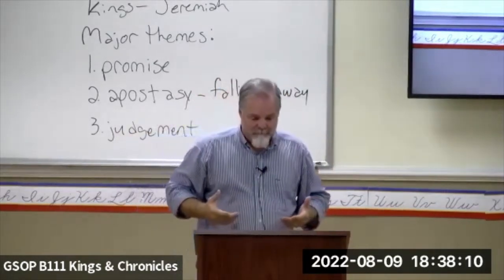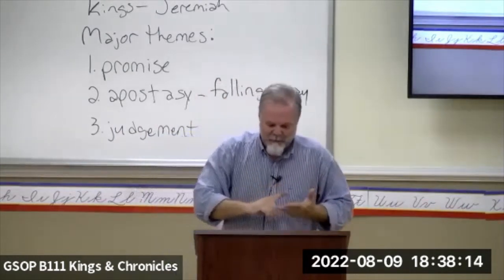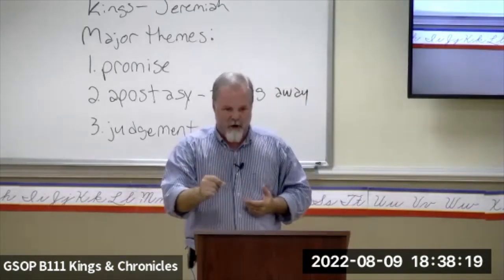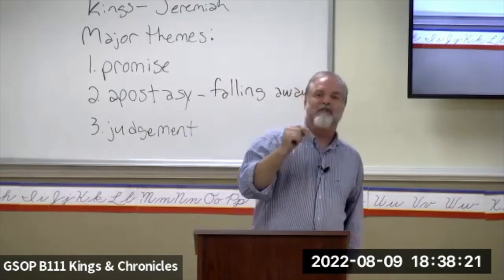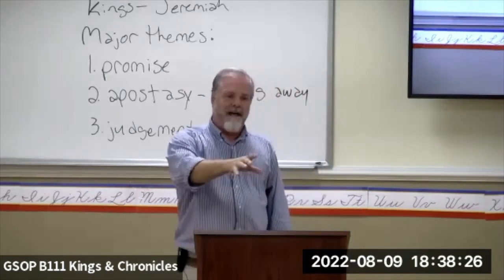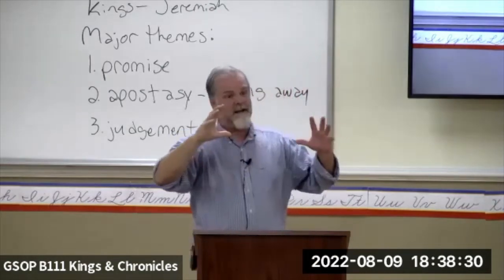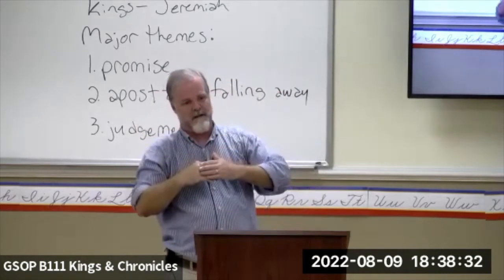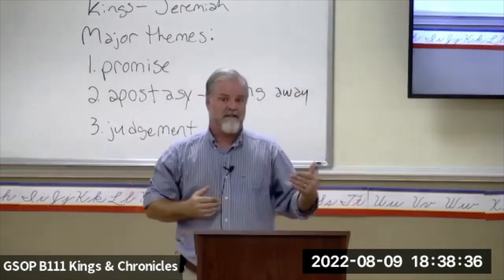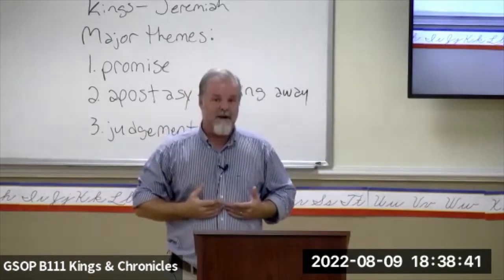All right. So anyway, we've got promise, we've got apostasy, and then we've got judgment. Apostasy always leads to judgment. Always. It doesn't always lead to destruction, but it always leads to judgment. Now we're going to see that in both the unified kingdom and then the northern kingdom and the southern kingdom would go into apostasy after David and Solomon. They weren't always destroyed, but God always corrected them.